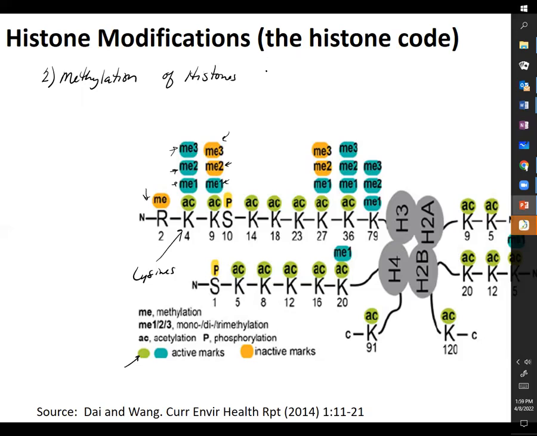So methylation of histones promotes either DNA being more accessible or less accessible, depending on where those methyl groups are added and how many methyl groups are there.